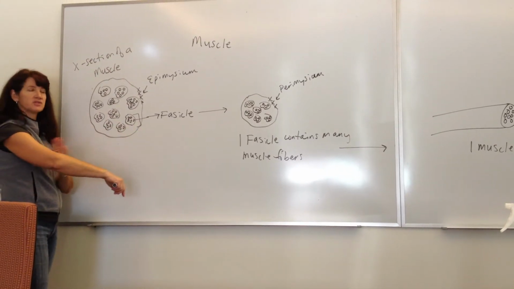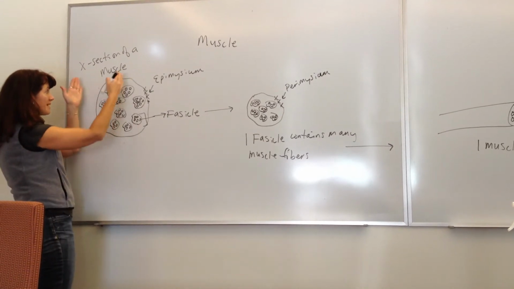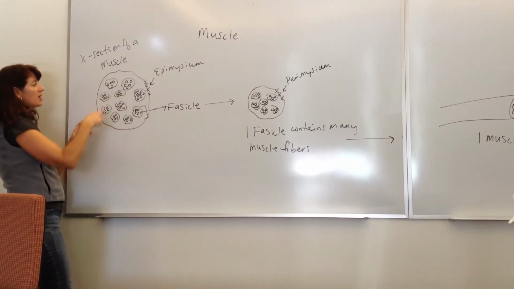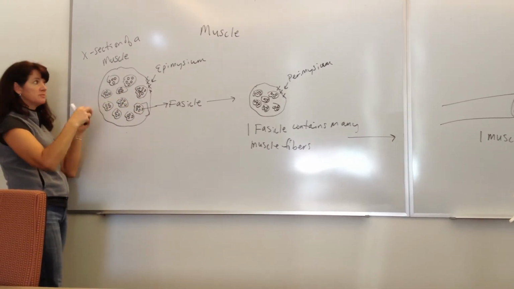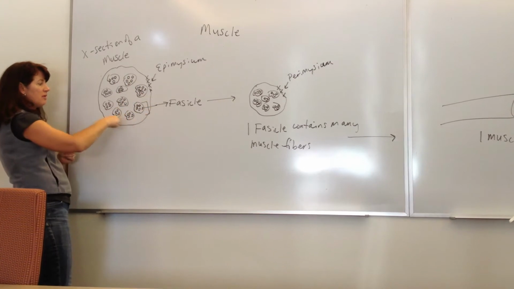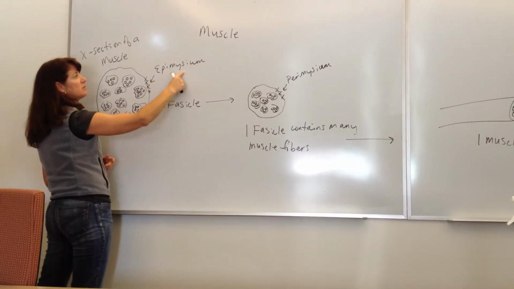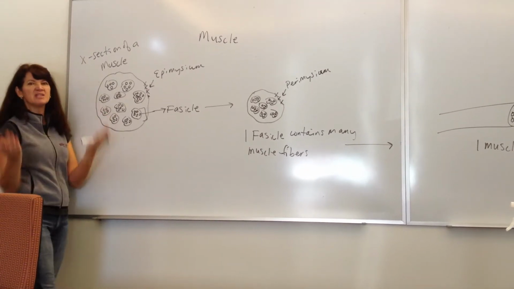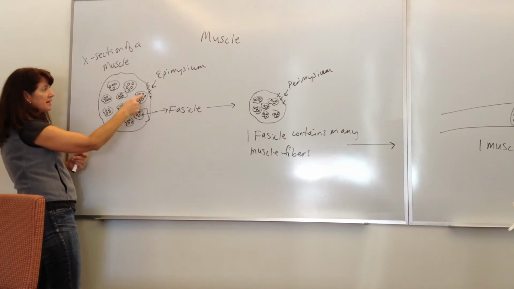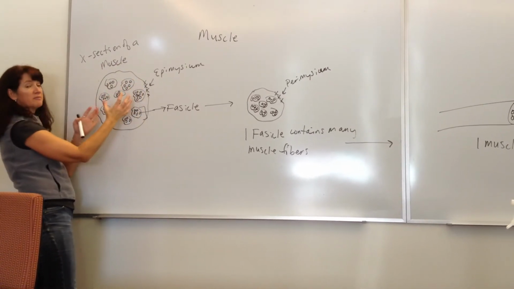Let's say our arm muscle. We'll take a cross section through the arm muscle, and that's what this is. Within that arm muscle, you have a whole lot of little packets of tubes, more tubes. They are surrounded by connective tissue called epimysium. Whenever you see the word MYS, that means muscle in Latin. Epi means around.